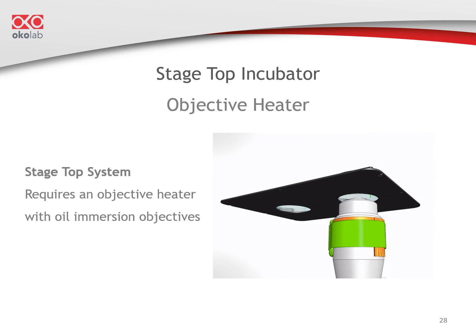When imaging with an oil immersion objective, we recommend using an objective heater. In this image, it is represented by a heating band, here in yellow, secured around the objective by a green strap. An oil immersion objective will touch the bottom of the well through the oil and will draw heat away from your sample. This is why an objective heater is recommended.